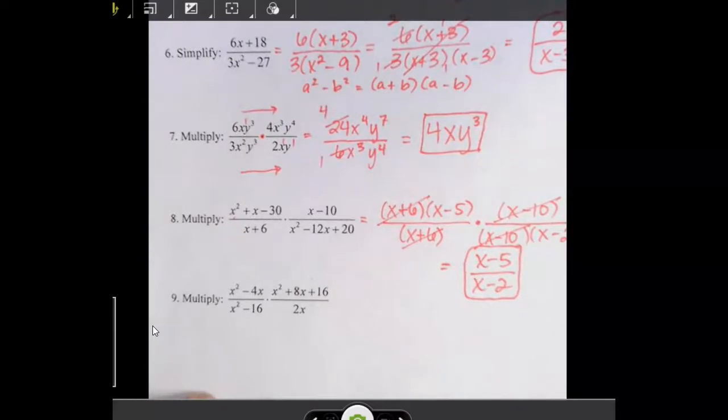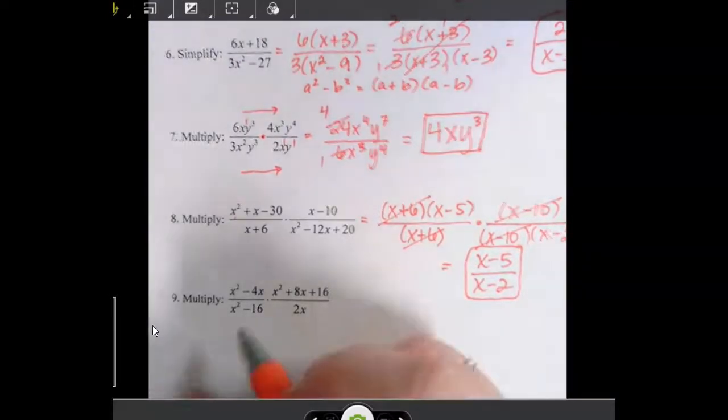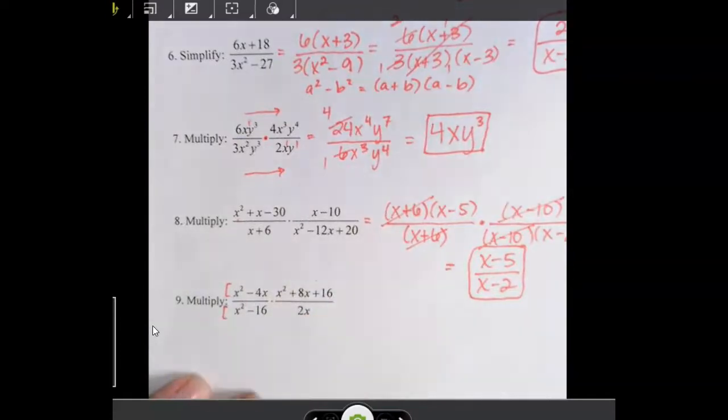Okay, on number 4, I've had a lot of questions about things like this first fraction, okay?